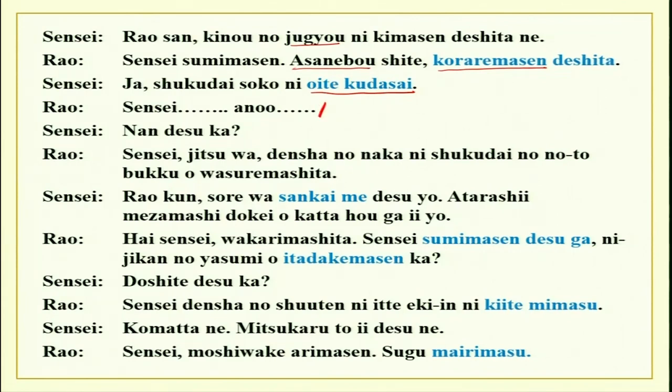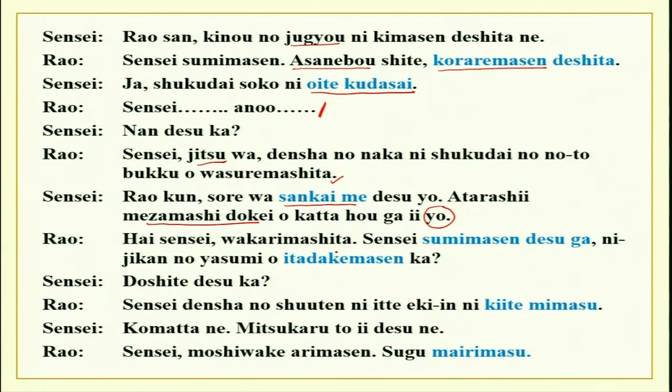Now Rao-san wants to say something, so he says sensei ano. Sensei says nan desu ka. Sensei jitsu wa, actually speaking, densha no naka ni shukudai no notebook o wasuremashita. I forgot my notebook. So Rao-kun, sore wa sankai me desu yo. So this is the third time you have done this. Atarashii mezamashi dokei o katta hoga ii yo. So see, yo over here to people who are junior. Mezamashi dokei is alarm clock. You better buy a new alarm clock.